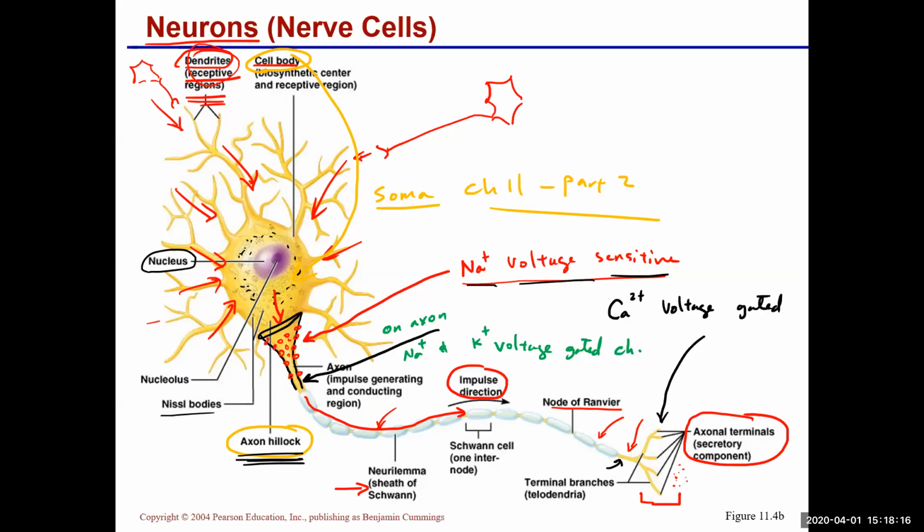All right. So can we see these voltage gated channels anywhere else? No, we cannot see them in the soma. We cannot see them on the dendrites. These are where we can find them. All right.